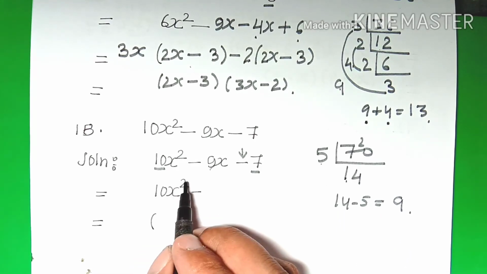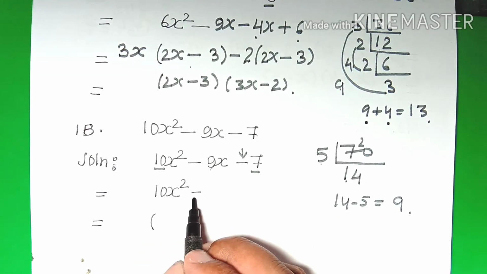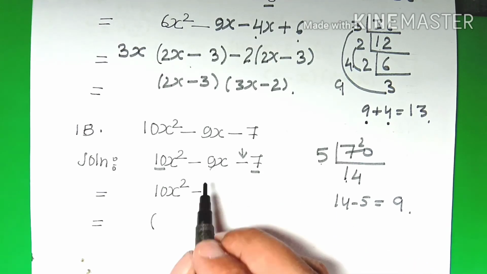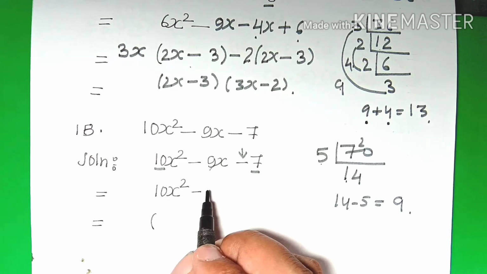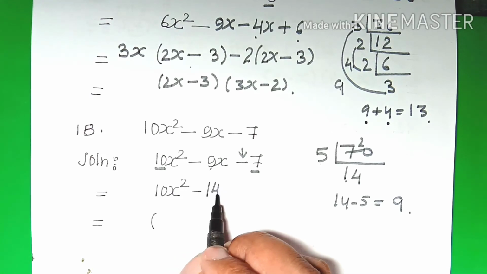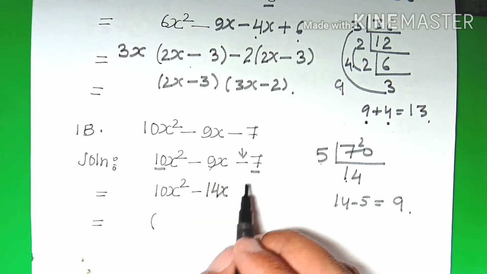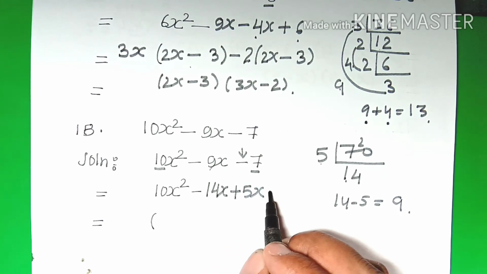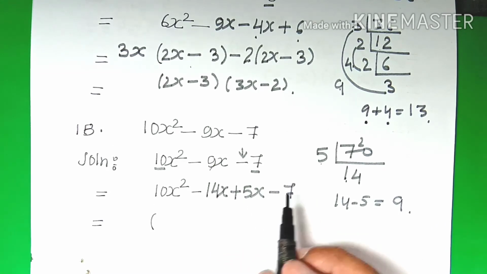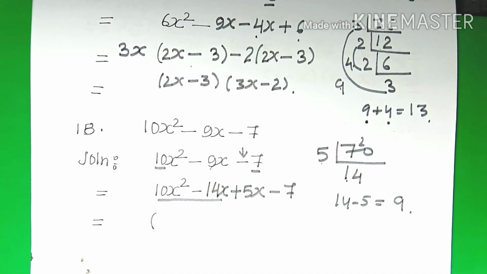Now 10x squared we can drop. Minus also we can drop as it is. Now here 9 can be replaced by these two terms. We take the bigger value, which is 14x. Minus minus are plus. Second term we have here 5x minus 7. Now from the first two terms you'll have to take common.